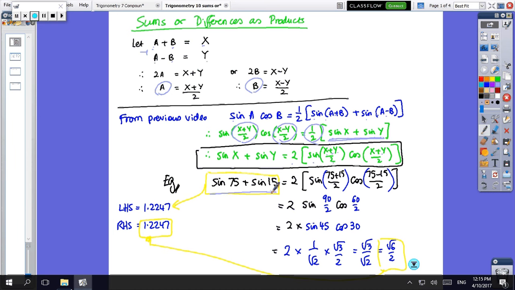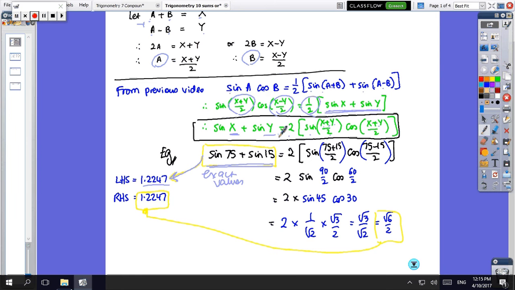So for instance, if I want to add those two numbers, now on my calculator I know the answer is 1.2247, but we're going to try to get our answer not as a decimal, but using exact values. These ones will normally end up being exact values, which means you've got surds involved. So we've got sine x plus sine y equals 2 sine of the sum divided by 2, cos of the difference divided by 2. So (75 plus 15) over 2, (75 minus 15) over 2, equals 90 over 2 and 60 over 2, which is 45 and 30.